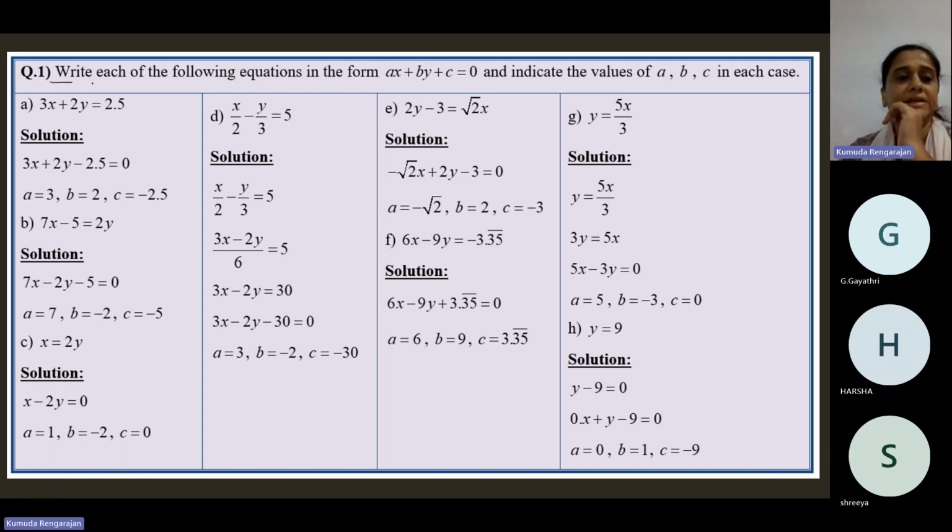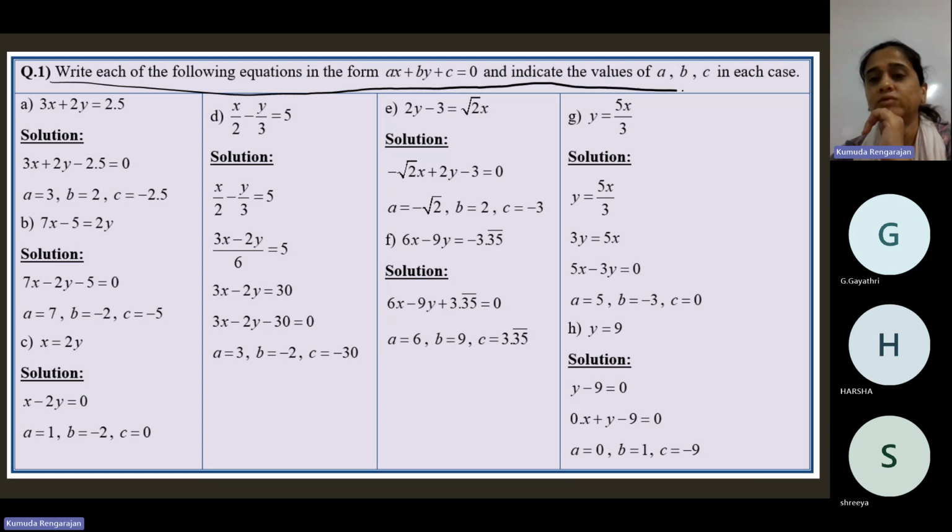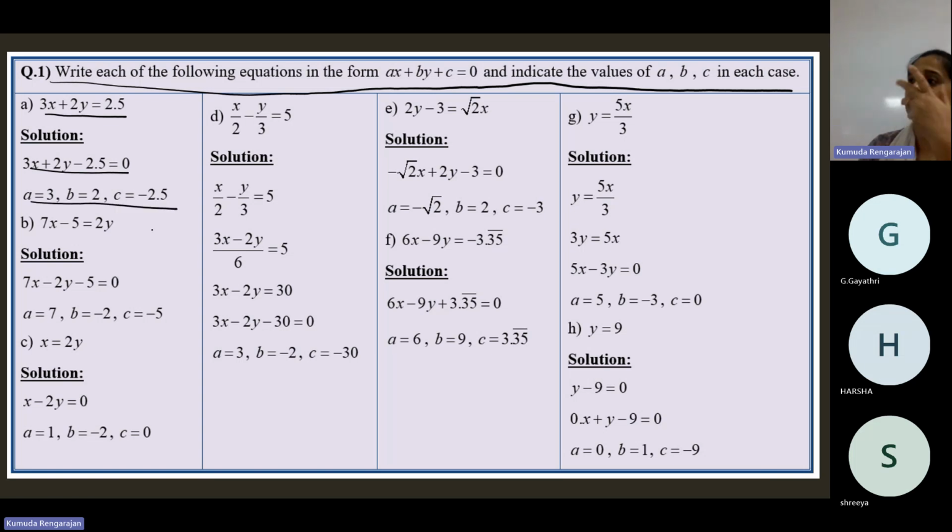Okay. Write each of the following equations in the form ax plus by plus c is equal to 0 and indicate the values of a, b, c in each case. Easy, no? So an equation like this will be given. You should put it in the standard form and write out the values of a, b, c. That's all. Everywhere, that's what you have to do.